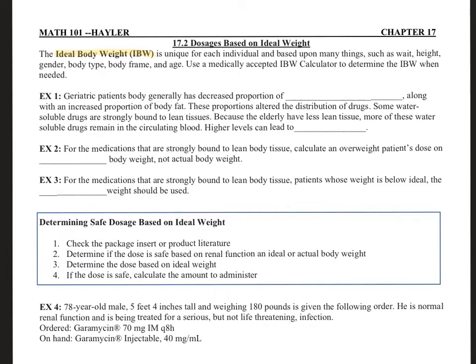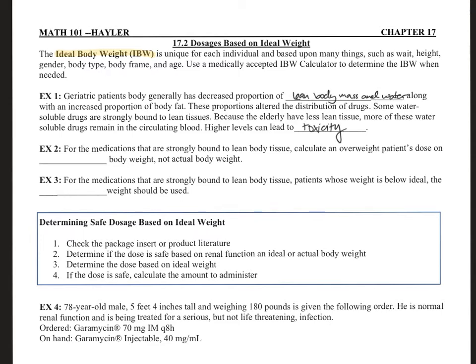So for the first example, a geriatric patient's body generally has a decreased portion of lean body mass and water, along with an increased portion of body fat. These proportions alter the distribution of drugs. Some water-soluble drugs are strongly bound to lean tissues. Because the elderly have less lean tissue, more of these water-soluble drugs remain in the circulating blood. Higher levels can lead to toxicity.